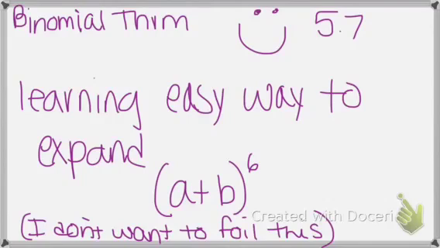Today we are talking about our binomial theorem. So what we're doing today in 5.7 is we are learning how to expand any binomial, so we have two terms, to any power. The key word is without foiling, which is nice because foiling takes forever.